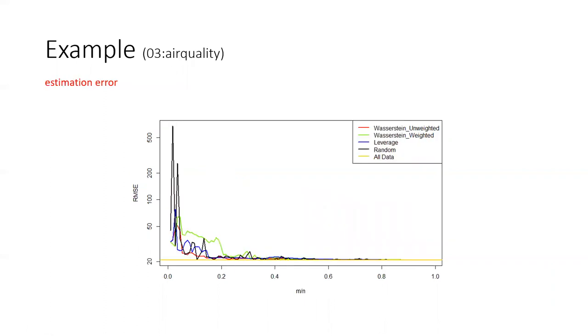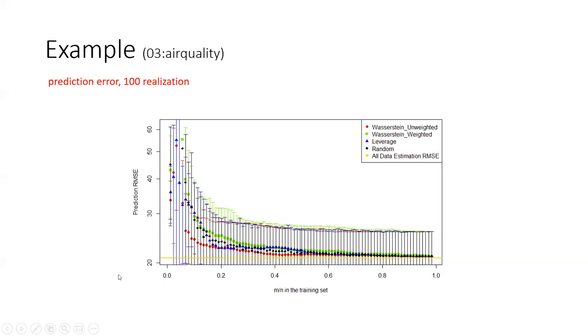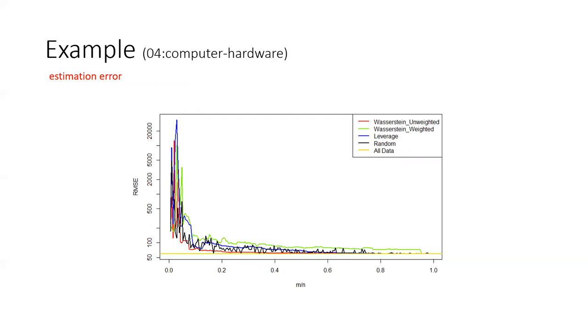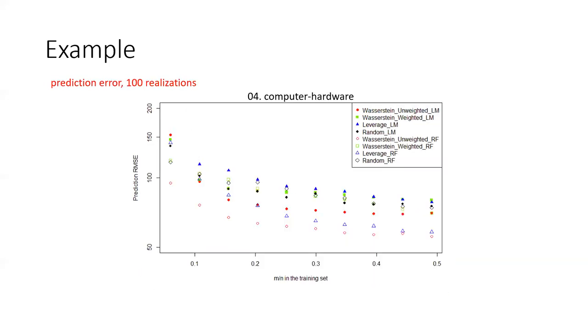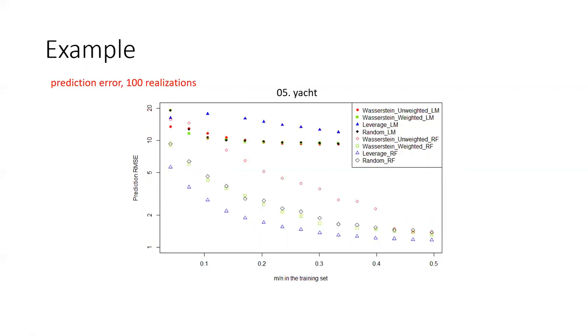And also here is the air quality data set, where we can see the estimation error and the red line, the red line here for the Wasserstein unweighted case. Here's the computer hardware data set. And here for the same computer hardware data set, we can compare the linear model and the random forests. The filled symbols represent the linear model, and unfilled represent the results from random forests. Here's for the yacht. For the random forest predictor, there's really no clear sign which sampling method is uniformly better than others.